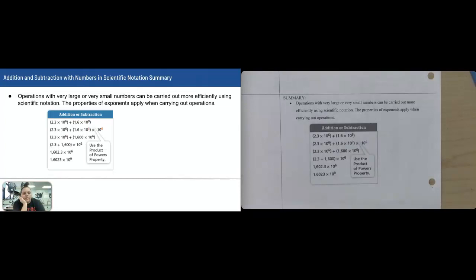Don't forget to take a final look at your summary. Operations with very large or very small numbers can be carried out more efficiently using scientific notation. The properties of exponents apply when carrying out operations. So you can move things around and factor things out by using those properties of powers or exponents that we learned about before.